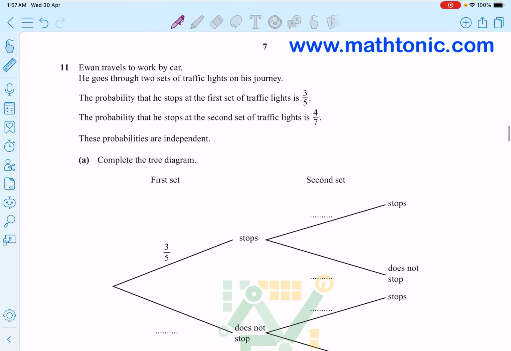Next question is given: Ivan travels to work by car. He goes through 2 sets of traffic lights on his journey. The probability that he stops at the first set of traffic lights is 3 over 5. The probability that he stops at the second set of traffic lights is 4 over 7. The probabilities are independent. Complete the tree diagram. Very easy.